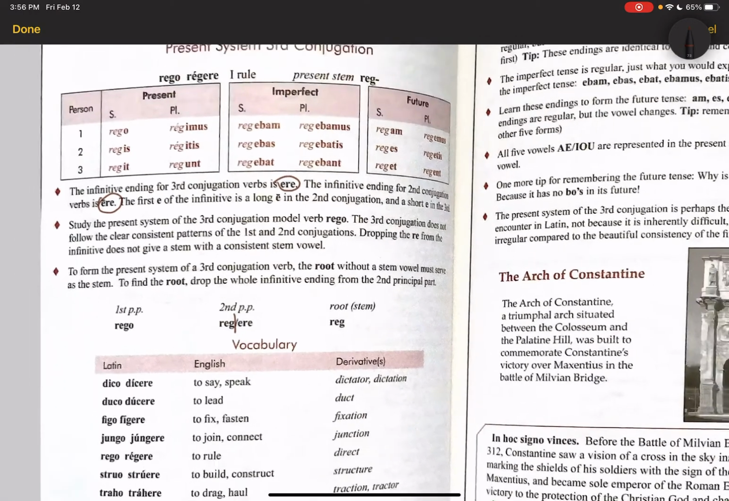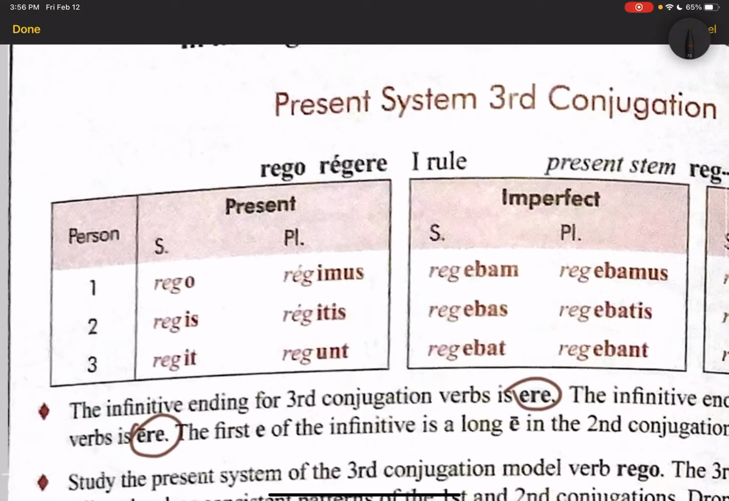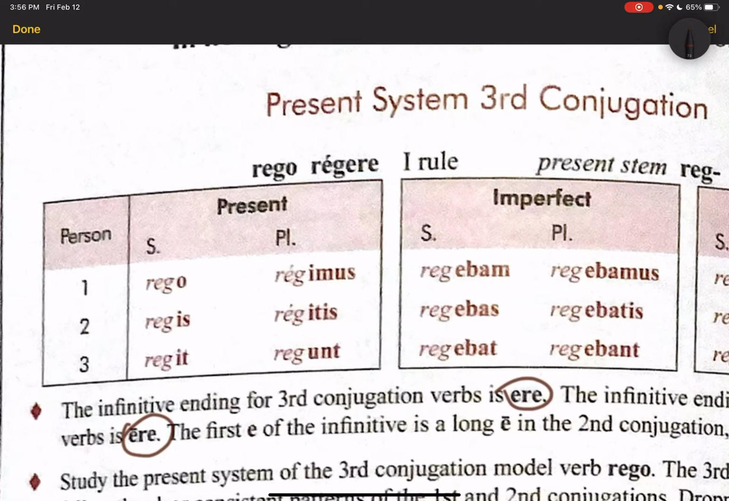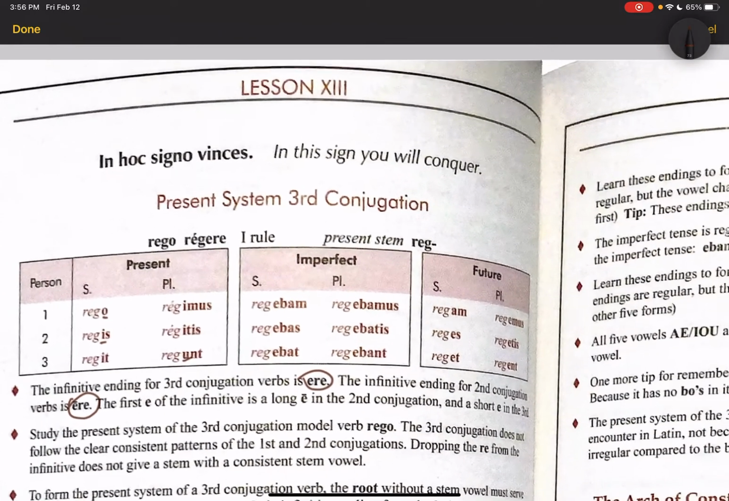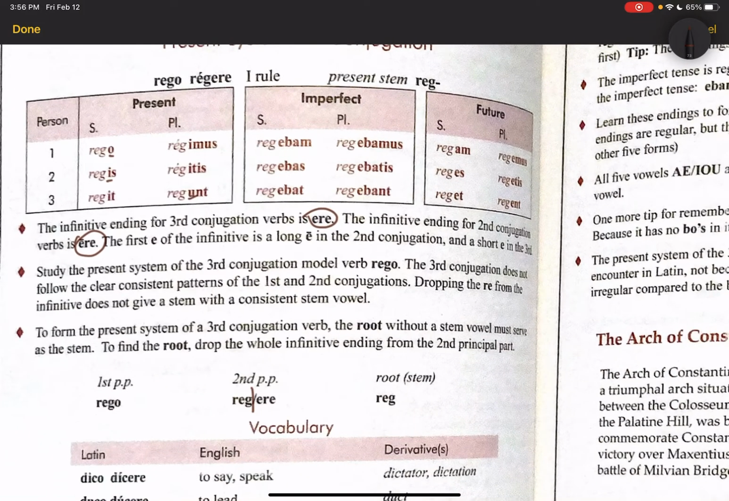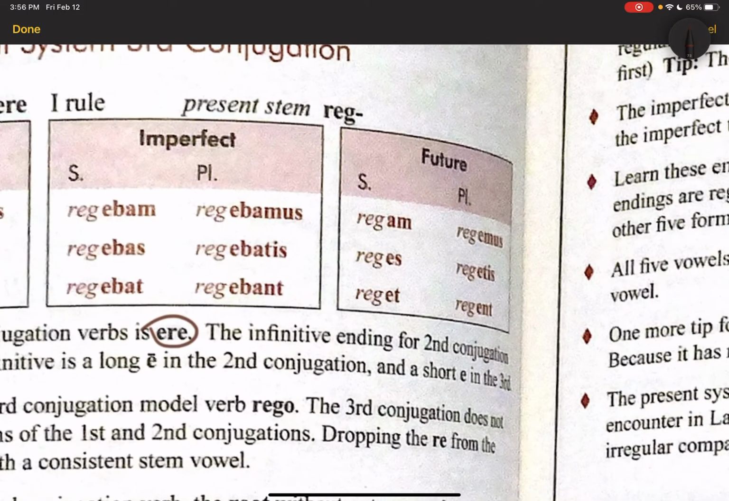And to that we add our endings of the present. So present in the third conjugation goes -o, -is, -it, -imus, -itis, -unt. Notice that we have three different vowels. It goes o, i, u. So that's kind of unfortunate. It's more complicated than we wish it would be. But the imperfect and the future are not as strange.